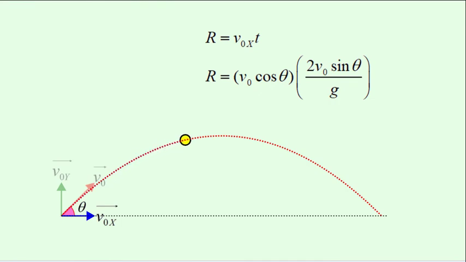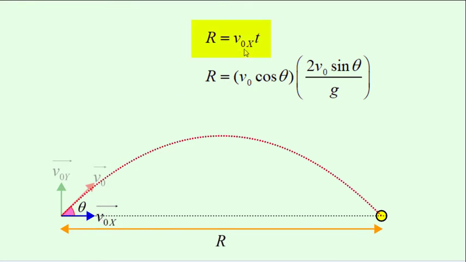The horizontal velocity component along the x-axis is constant, v0x or v0 cos of theta, and this is due to the absence of acceleration along the x-axis. The range, therefore, is v0x times t, which is v0 cos of theta times the time of flight, and the time of flight is 2v0 sine of theta over g.